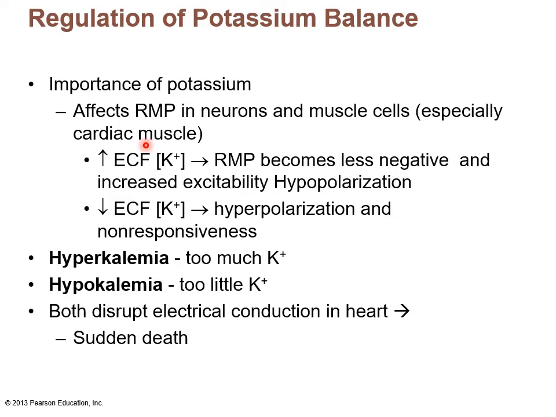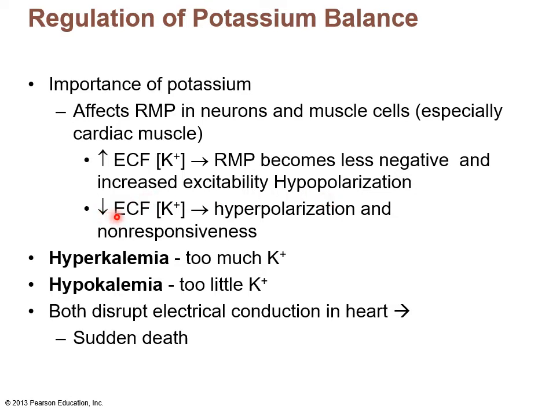And remember, it's found outside the cells. So if you increase the extracellular fluid volume of potassium, the resting potential becomes less negative, because if you have too much outside, the potassium is going to go inside. It's permeable through the membrane. And what that's going to do is it increases the excitability, and it causes hypopolarization of the membrane. So what it does is it raises that resting potential. It makes it less negative inside, so it makes the membrane more irritable.